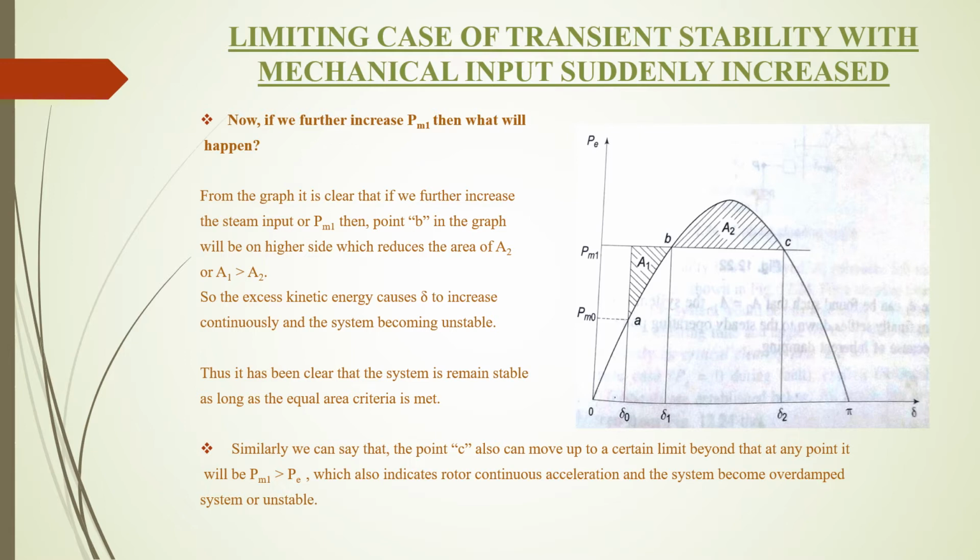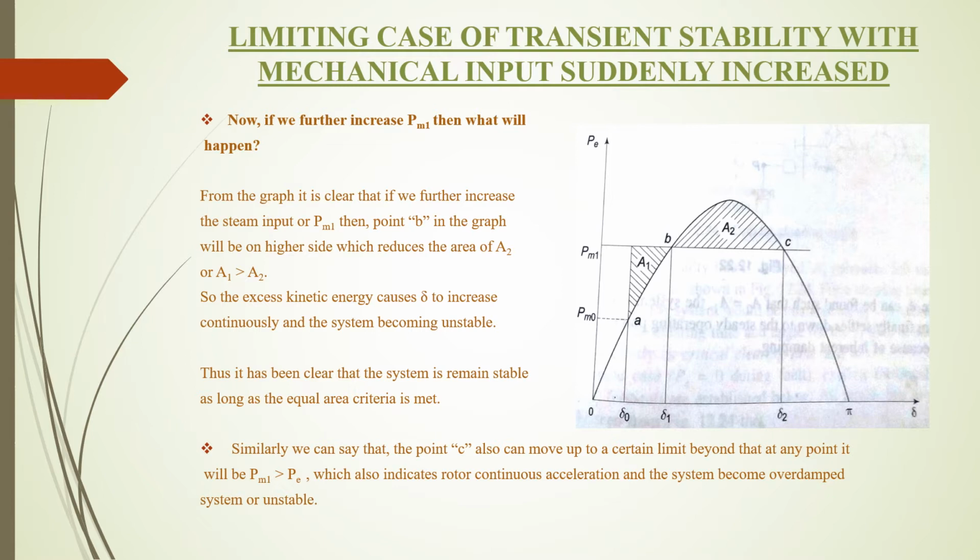Limiting case of transient stability with mechanical input suddenly increased. Now the question arises, if we further increase PM1, then what will happen? From the graph, it is clear that if we further increase the steam input or mechanical input, then point B in the graph will be on the higher side, which reduces the decelerating area A2, or we can say that it increases the accelerating area, which means A1 greater than A2. So the excess kinetic energy causes del to increase continuously and the system becomes unstable.